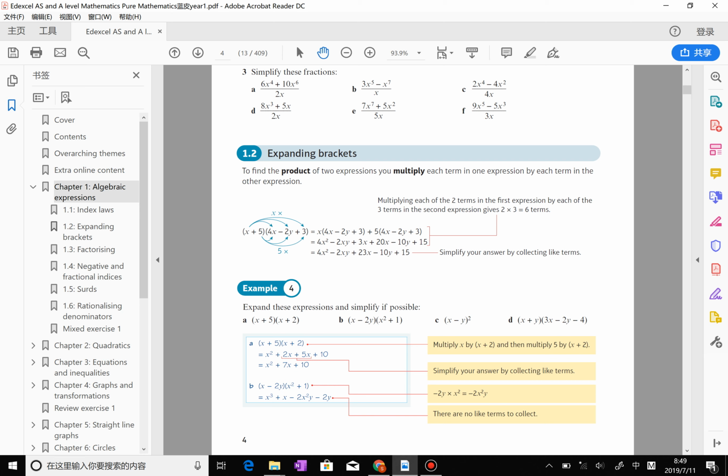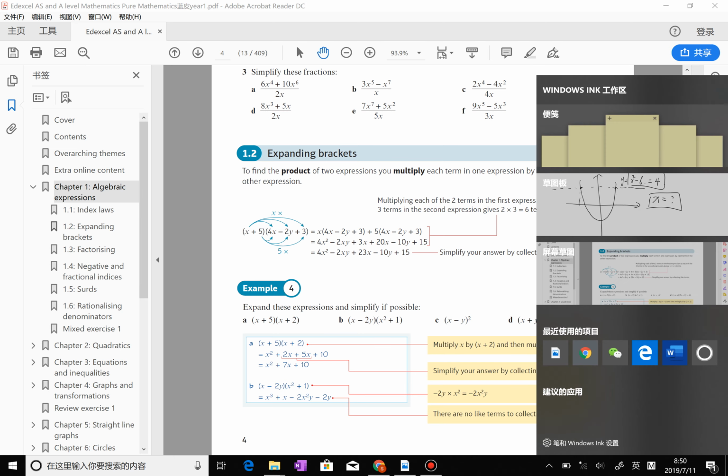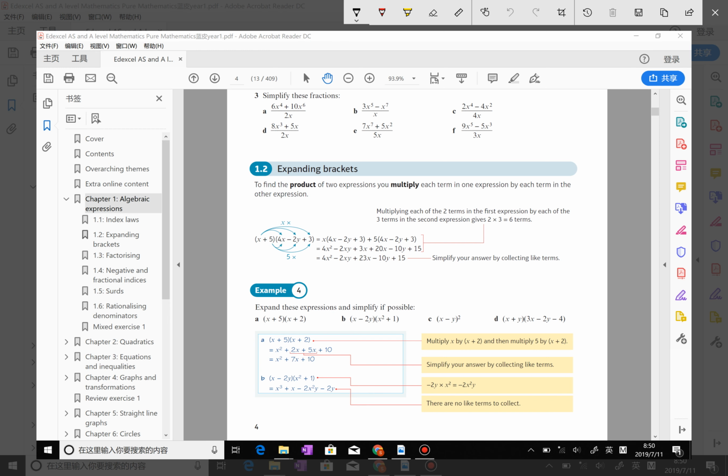So let's take a look at b. You have (x minus 2y) times (x squared plus 1). So how do we calculate it? The method is still the same, right? We have x times x squared, then x times 1. Then negative 2y times x squared, negative 2y times 1. So finally we have x cubed plus x minus 2x squared y minus 2y.